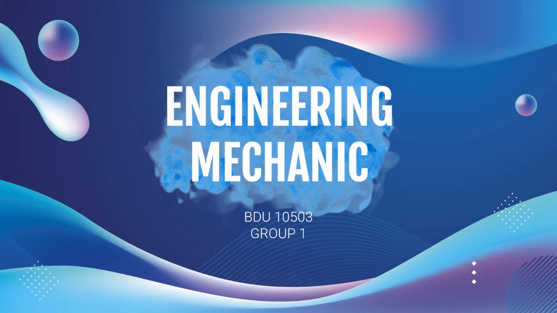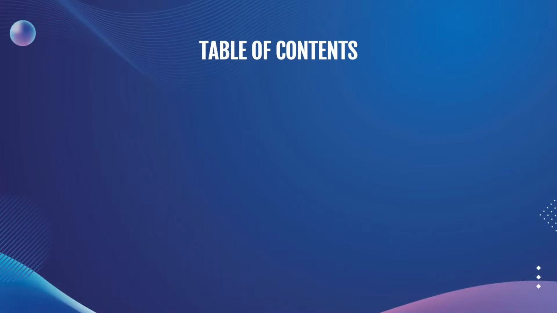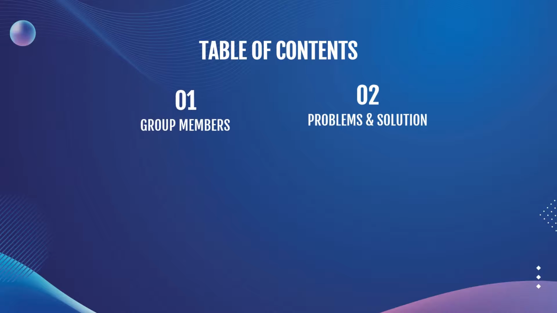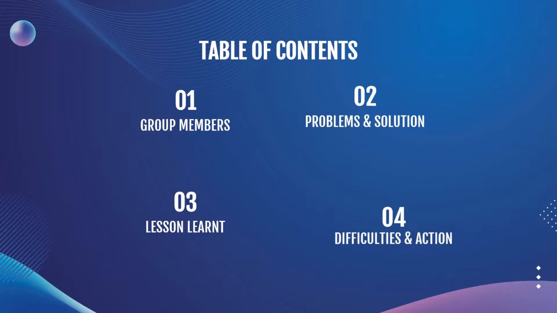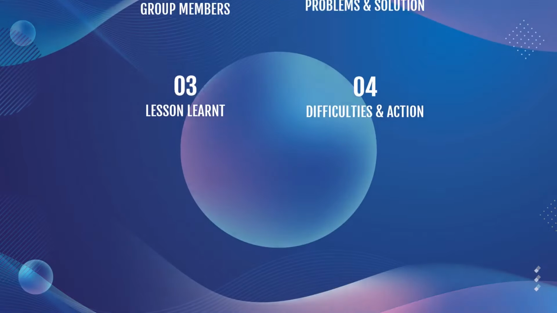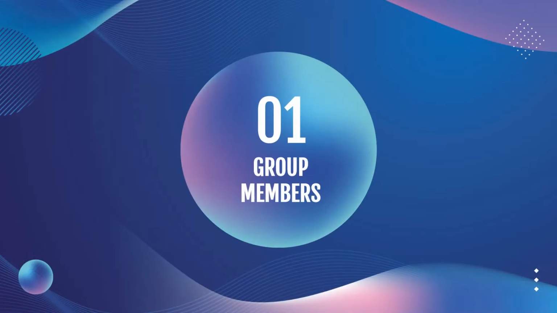This is our video for our Engineering Mechanics final project, code BDU 10503, Group 1, Section 3. Now let's get into it. In this video, we will introduce ourselves, show you our problems and solutions, lessons learned, and also difficulties and action. To start off, let me introduce myself and my group members.